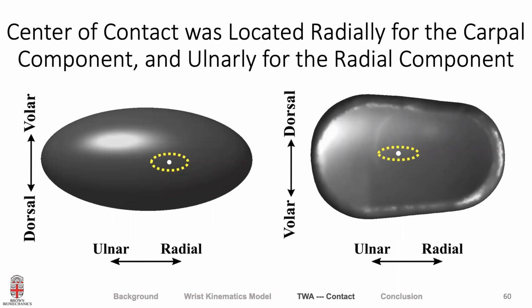At the neutral posture, we saw that the center of contact was not located at the geometric center, and it was significantly located radially and dorsally. Similarly, the center of contact was significantly located a little bit on the ulnar side and dorsal side for the radial component.